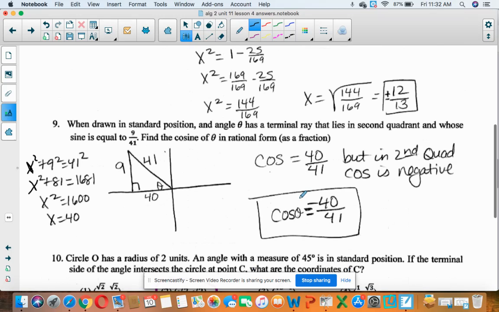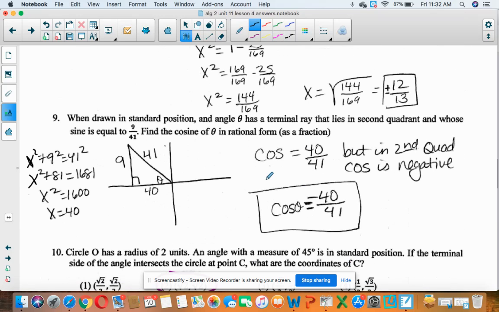Okay, number 9, I tried to help you out by drawing a picture for this. So when drawn in standard position, an angle theta has a terminal ray that lies in the second quadrant. So I drew a triangle in the second quadrant. The sine is equal to 9 over 41. So here's my angle theta. Sine is opposite, so I put the 9 over here on this part of the triangle over hypotenuse, so I labeled this 41. And then I just did the Pythagorean theorem to solve for this missing side right here.